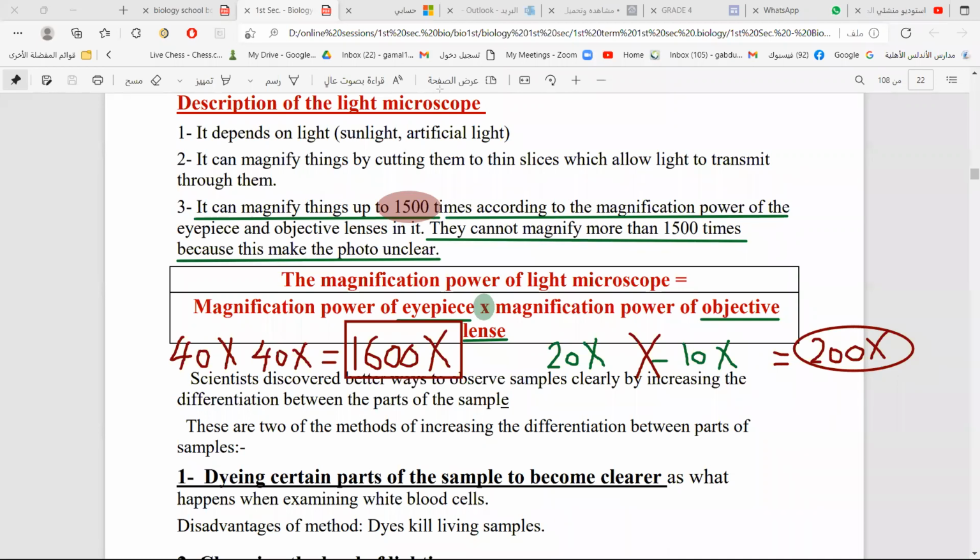Okay? If we have a photo magnified 200 times and another photo magnified 800 times, which photo shows more details? You can see more details in 200 or 800? 800. In which can you see more cells, more number of cells, 200 or 800?